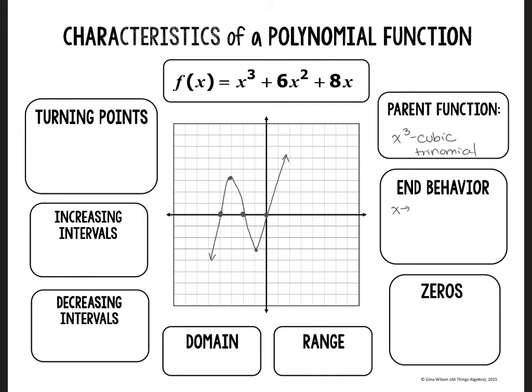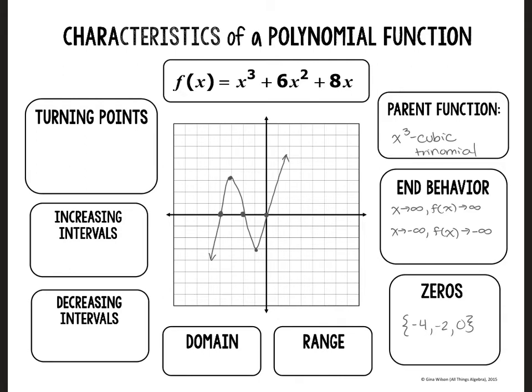The end behavior, it's an odd degree with a positive leading coefficient. So as x goes to positive infinity, f of x is going to positive infinity. As x goes to negative infinity, f of x is going to negative infinity. The zeros, if you use Desmos, you will find that the zeros are at -4, -2, and 0.